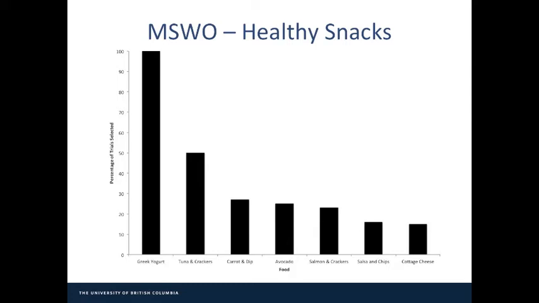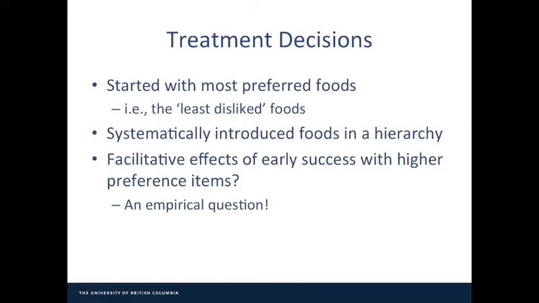And this healthy snacks one was conducted fairly recently. It was a more recent assessment. So as I mentioned, in terms of how this influenced our treatment decisions, we started with the most preferred foods or sort of the least disliked foods, and then we systematically introduced foods in a hierarchy. So one question that could be asked is whether there were facilitative effects of early success with the higher preference foods. We don't know. That's a great empirical question, but it's definitely a possibility. It's something that would be interesting to look at.